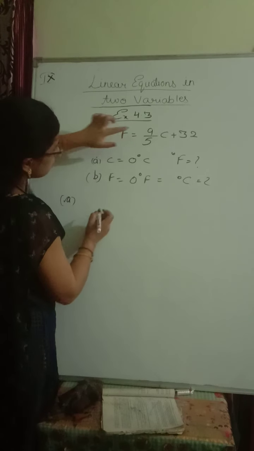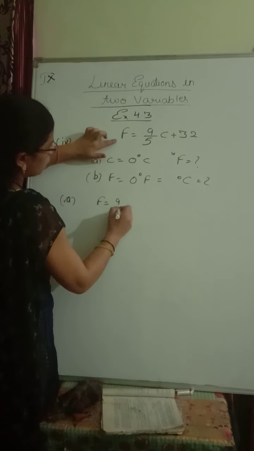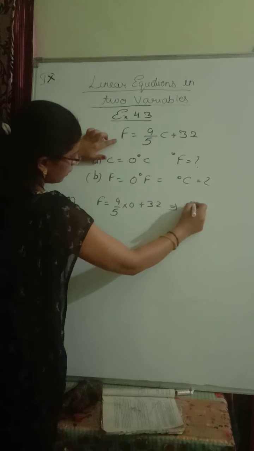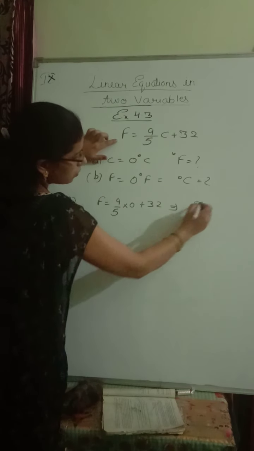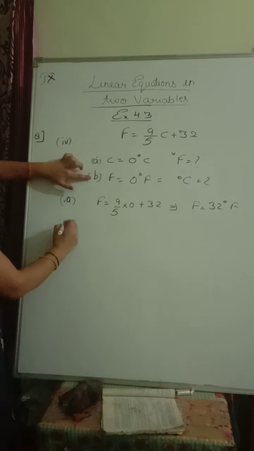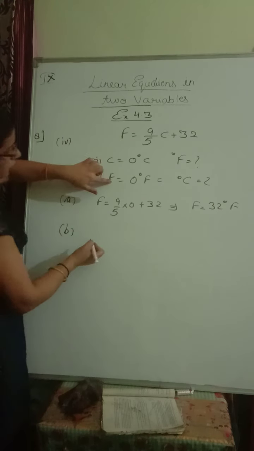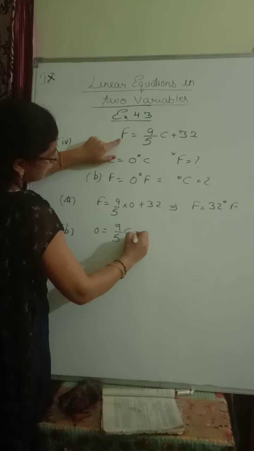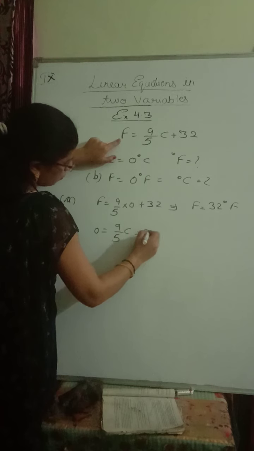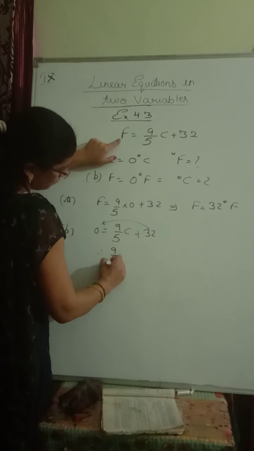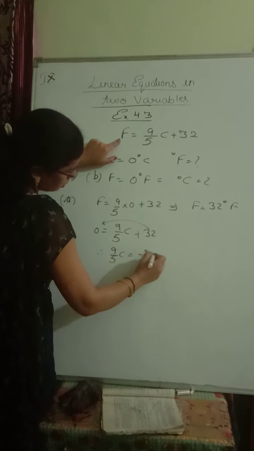Put C = 0. So F = 9/5 × 0 + 32. So what is the value of F? F = 32 degrees Fahrenheit. Now the B part is, put F = 0. So 0 = 9/5 C + 32. Bring 32 to this side, so therefore 9/5 C = −32.